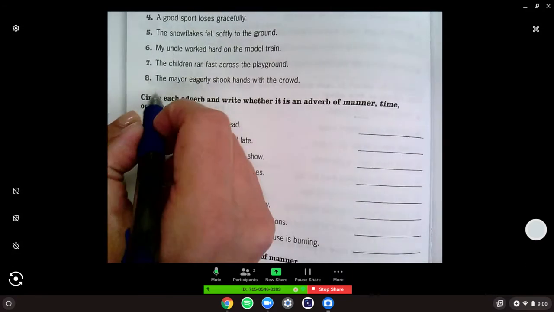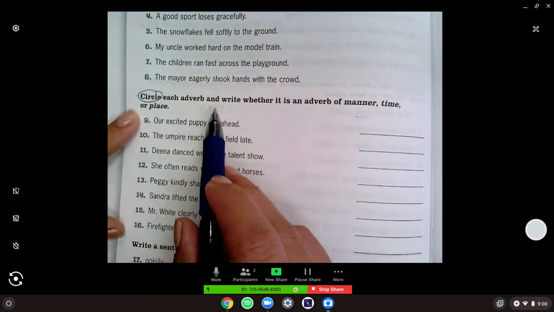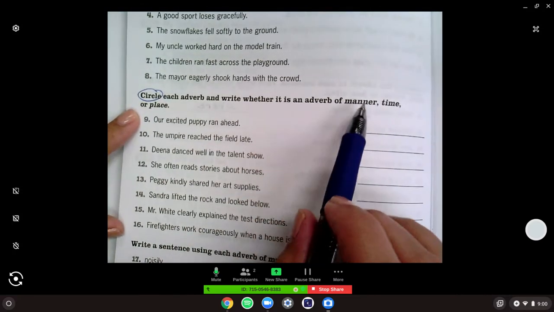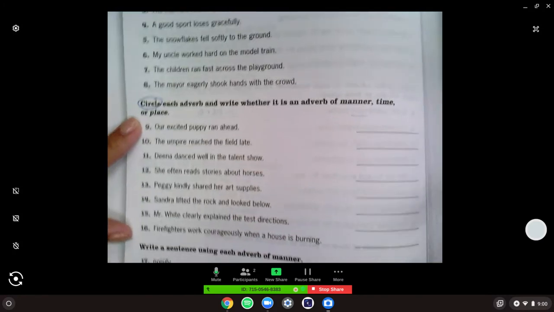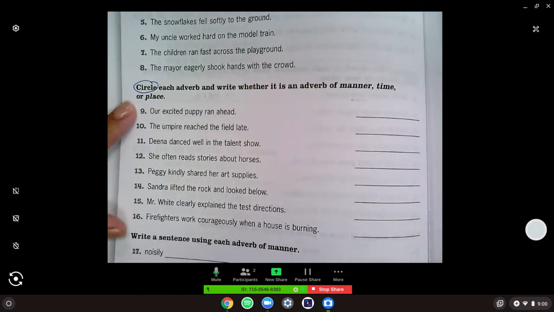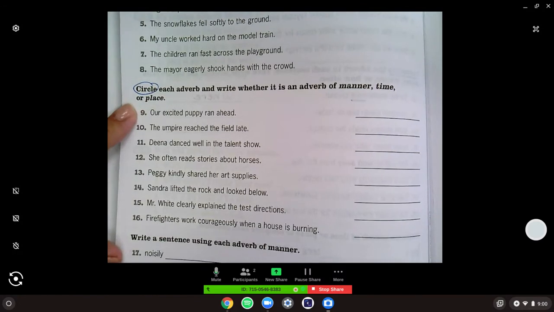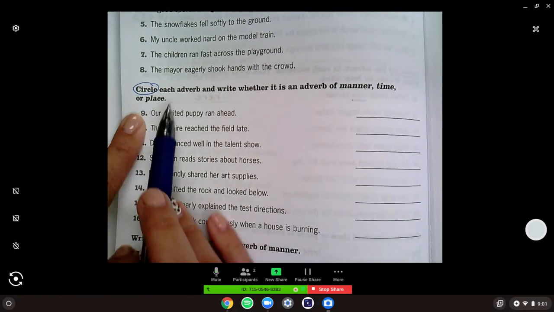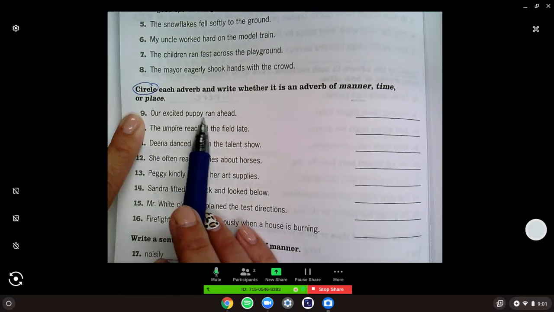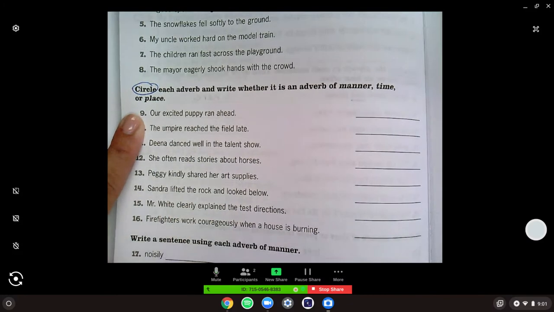All right. Then the middle part, 9 through 16. You are going to circle each adverb and write whether it is an adverb of manner, time, or place. This time you got to think through, is it telling time? Is it telling manner how they do it? Or is it telling a place? Let's do number 9 together. Our excited puppy ran ahead.